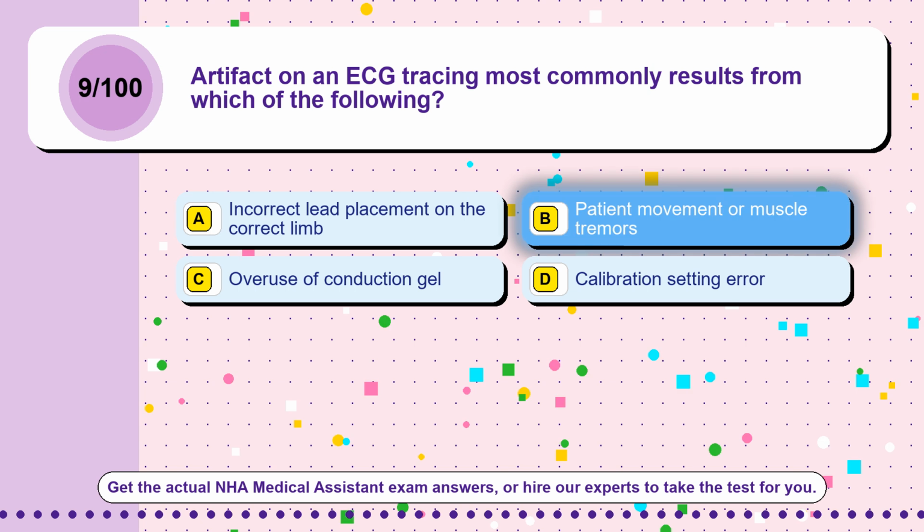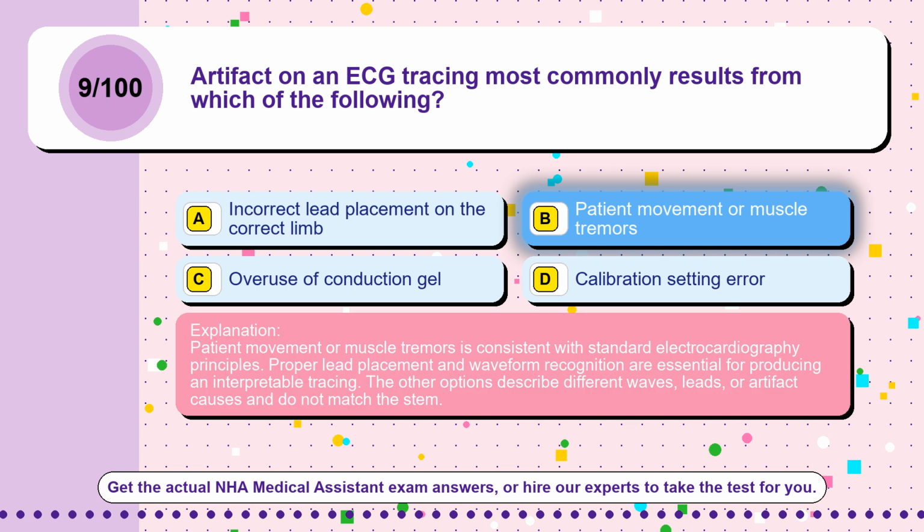The correct answer is option B, patient movement or muscle tremors. Patient movement or muscle tremors is consistent with standard electrocardiography principles. Proper lead placement and waveform recognition are essential for producing an interpretable tracing. The other options describe different waves, leads, or artifact causes and do not match the stem.